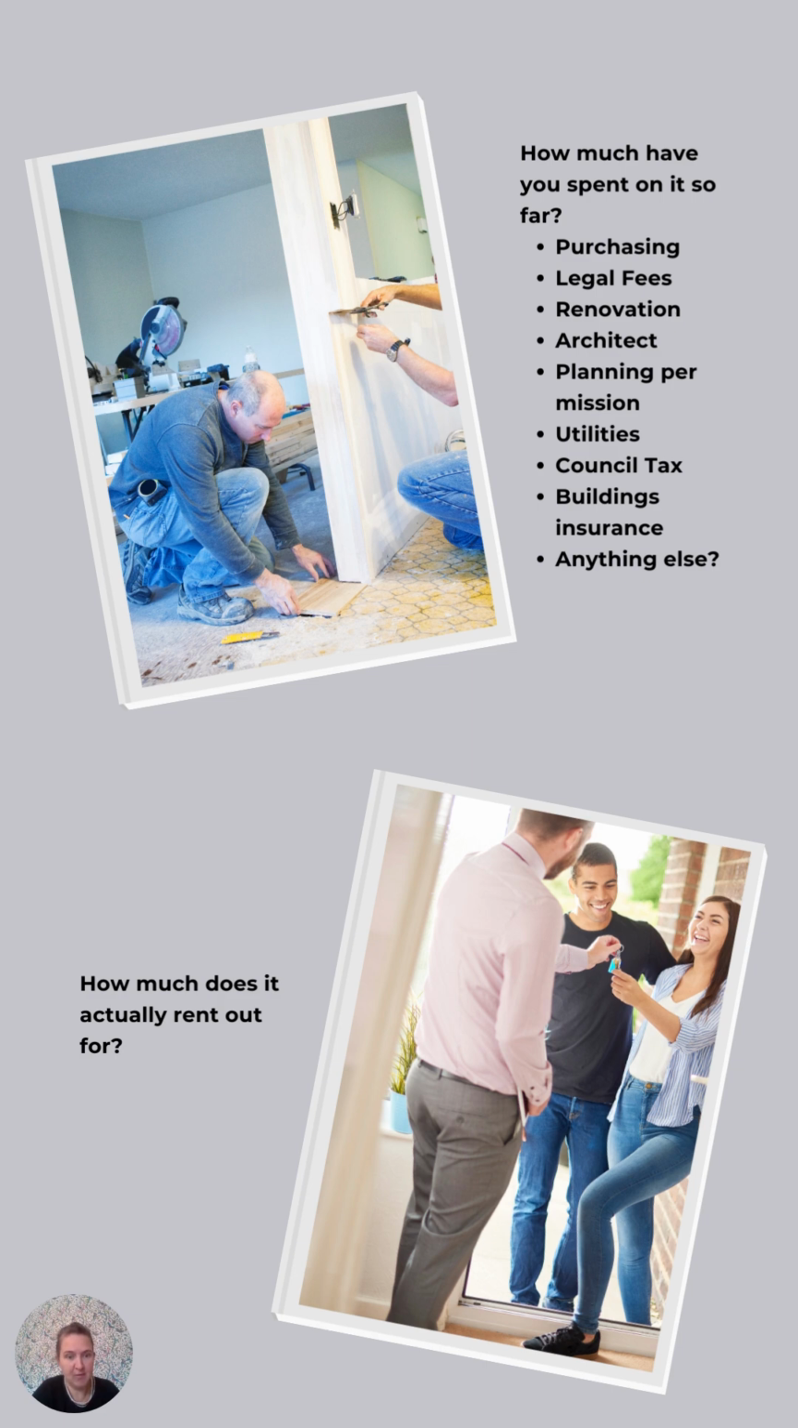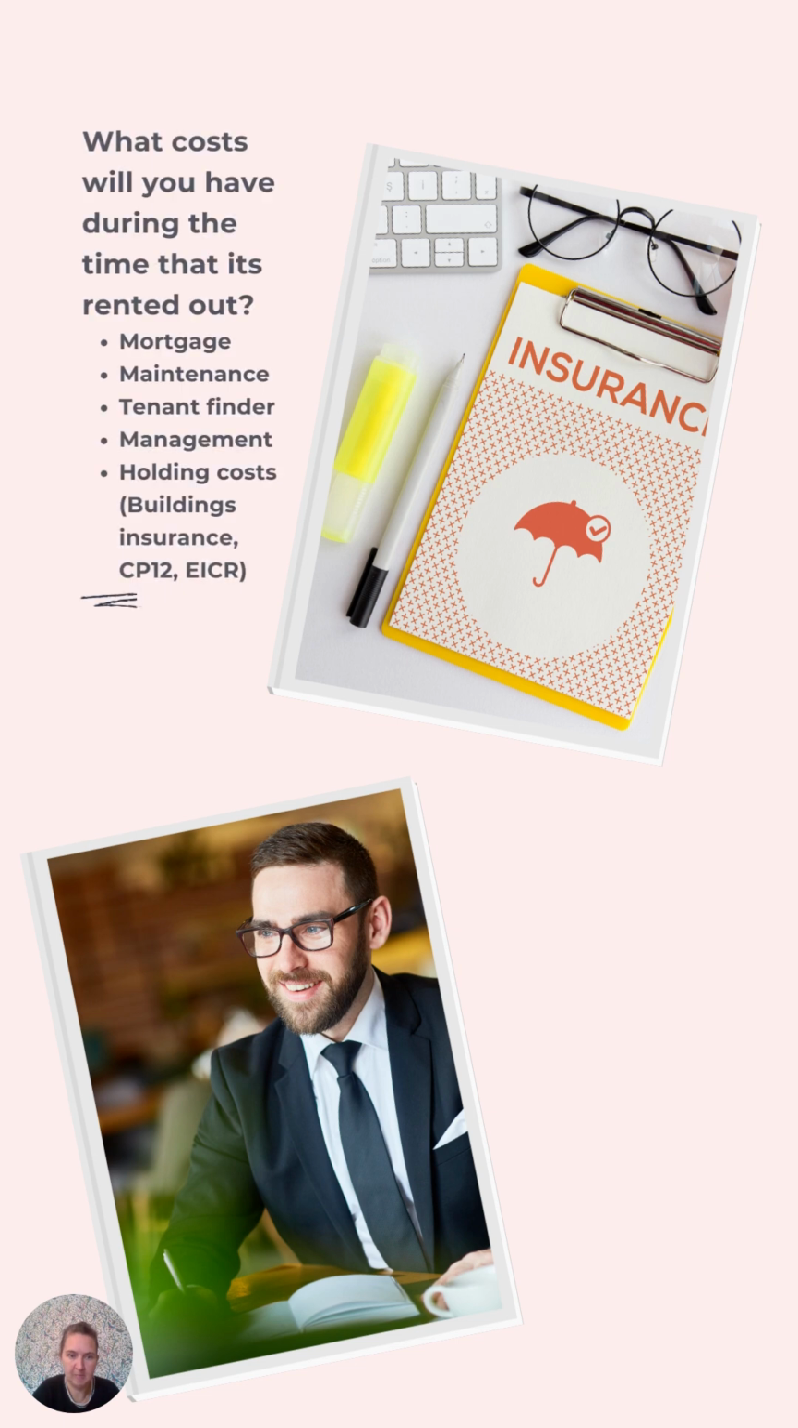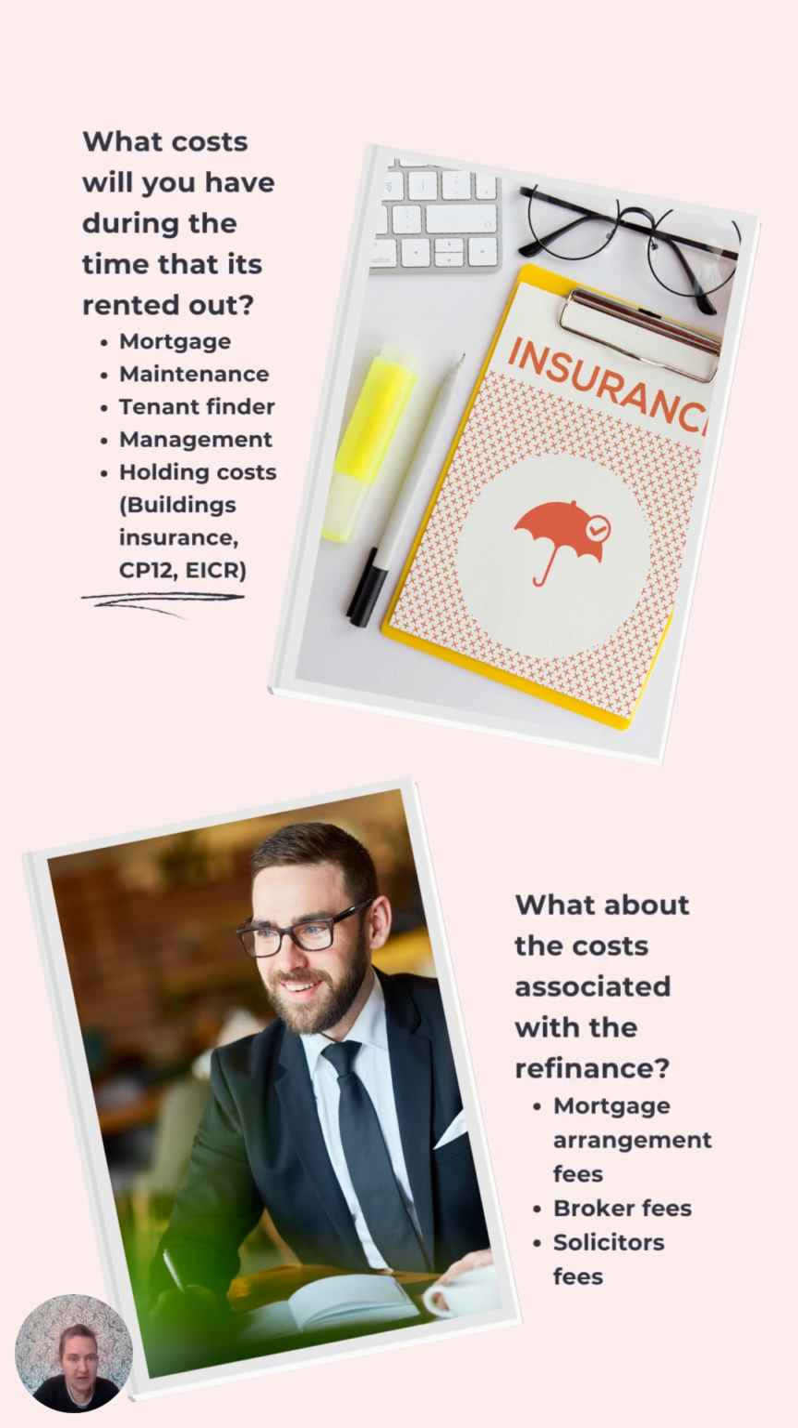Second thing to figure out is how much rent does it actually make? Not what you were quoted by an estate agent, but what you've actually contracted with somebody to pay. Then what we need to figure out are the costs that you will have during the time that it's rented out. And that is not just the mortgage. You're going to have maintenance. It's going to cost you to find tenants. It's going to cost you to manage the property. And then there's also holding costs, which is buildings insurance, annual CP12 and EICR every 5 years.